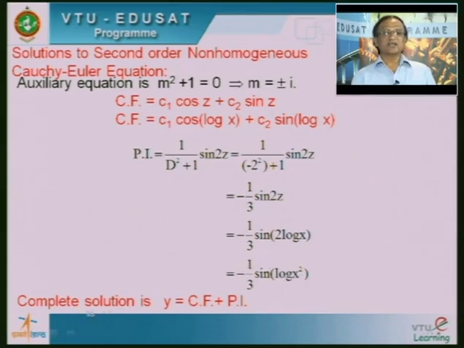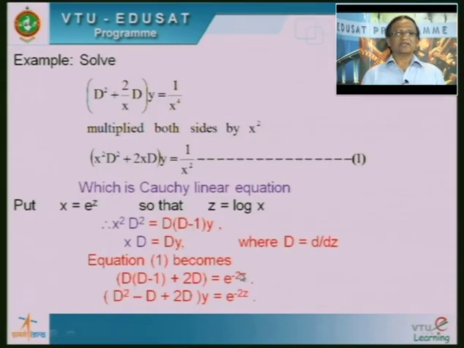So, what is the general solution of the non-homogeneous Cauchy linear equation? y is equal to complementary function plus particular integral, which is the general solution of the Cauchy linear equation. Okay. So, I want to solve one more similar type of example. Consider it is given that d square plus 2 by x into d into y is equal to 1 upon x to the power 4.